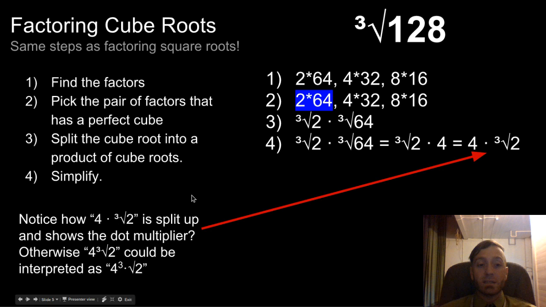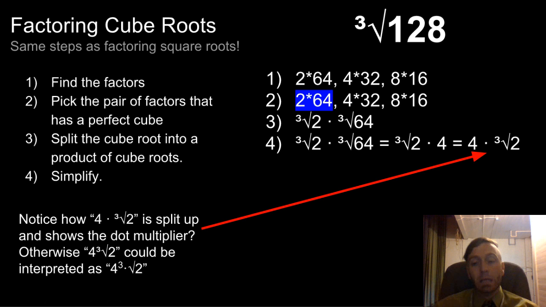Now I want you to notice how I have it split up over here, and it's not just next to each other: 4 times the cube root of 2. If you smush it all together, it could end up looking like 4 cubed times the square root of 2. So you have to be really careful, either if you're typing or if you're writing, that it's clear where that 3 goes. So for the rest of these slides in my examples, I'm going to separate them with multiplication symbols.